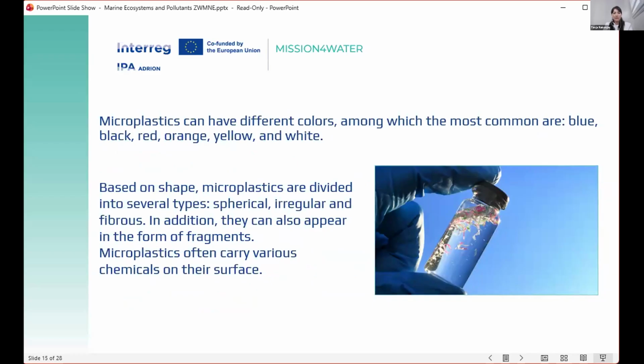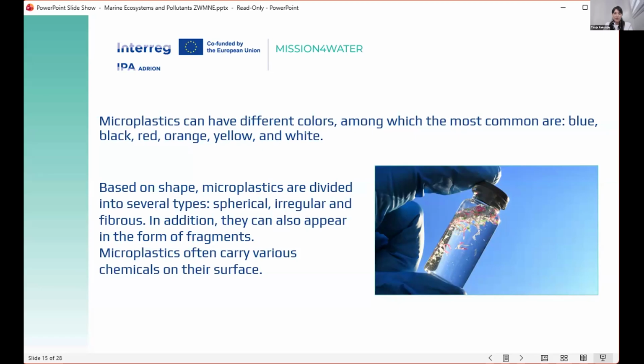Microplastics also have different colors. The most common are blue, black, red, orange, white, and yellow. This can represent an important characteristic to consider when assessing the toxicity of microplastics. When it comes to shape, microplastics are divided into several types: spherical, irregular, and fibrous. In addition, they can also appear in the form of fragments.